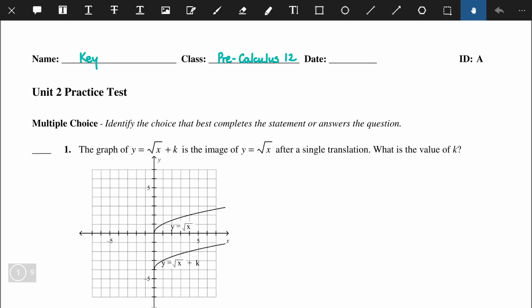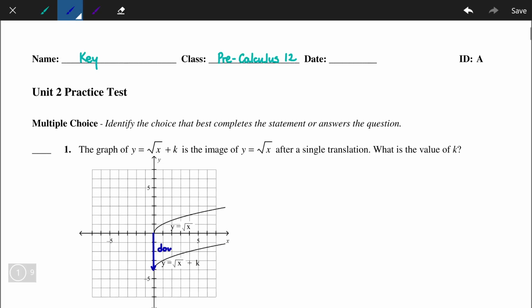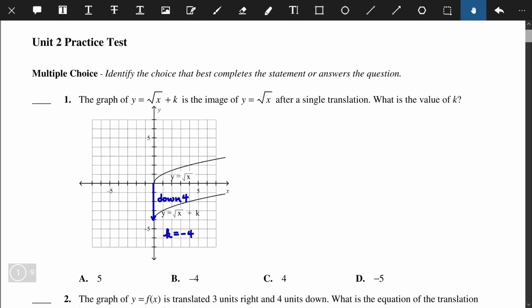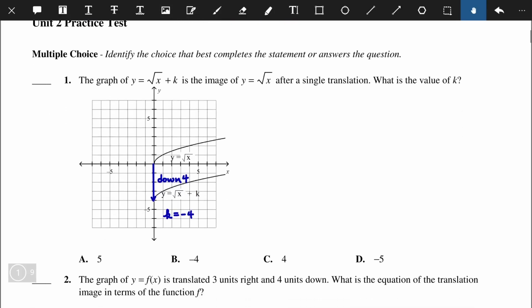Question number 1. We have the graph of y equals the square root of x, and then we have the graph of y equals the square root of x plus k, which is an image. As we can see here, the graph was moved down 4 spaces, like so. So this is down 4. So therefore k was equal to -4. Which means that the correct choice will be B.